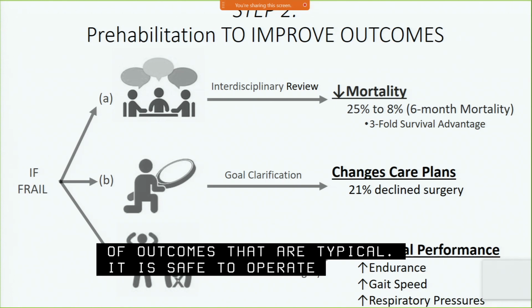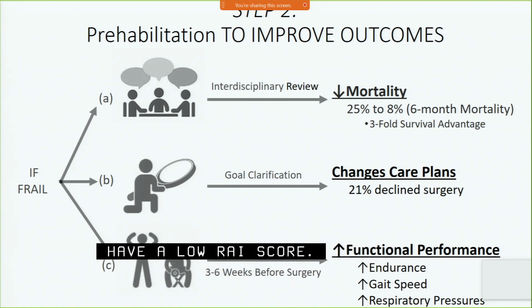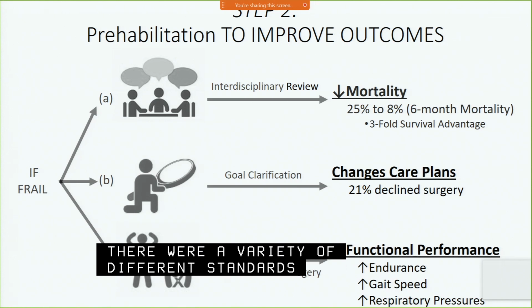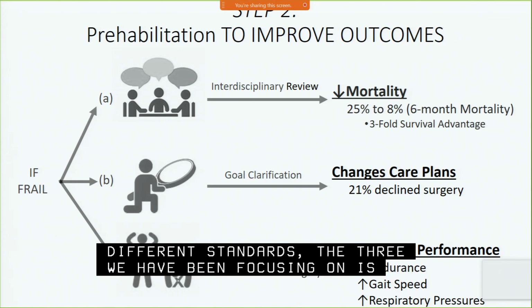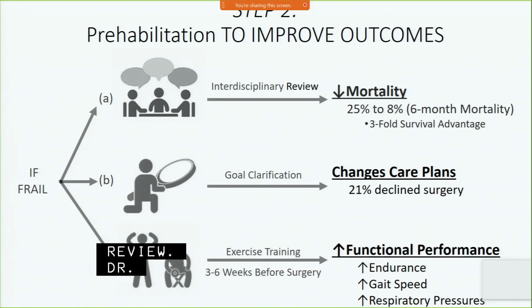Step 2 is to try to do something about the frailty. And as we've heard, a variety of different standards, the 3 that we've been focusing on is if you're frail, you can have some kind of interdisciplinary review. And Dr. Johning showed how that approach in Omaha decreased mortality from 25 to 8%.